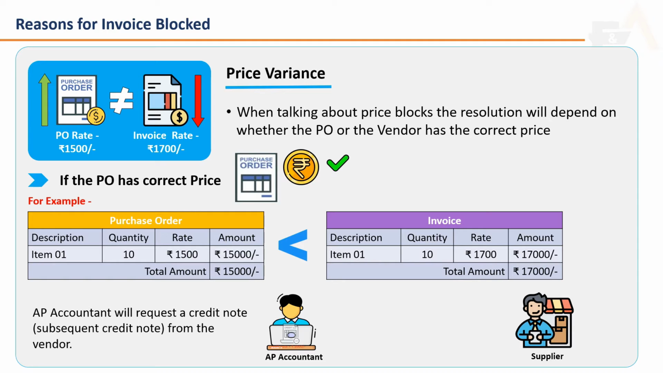For example, the purchase order includes an order for a quantity of 10 items at the rate of rupees 1500 each. Therefore, the total PO amount is 15,000 rupees. And the invoice submitted by the vendor against this PO includes a quantity of 10 items at the rate of rupees 1700 each. So, the total invoice amount is 17,000 rupees. This means the invoice amount is rupees 2,000 greater than the PO amount. Hence, the AP accountant will request a credit note of rupees 2,000 from the vendor.